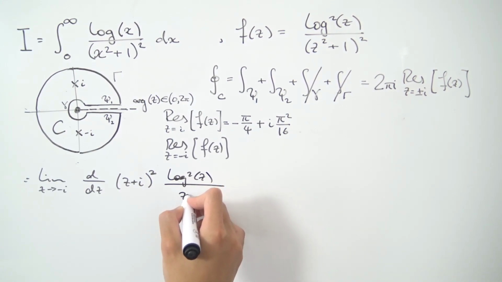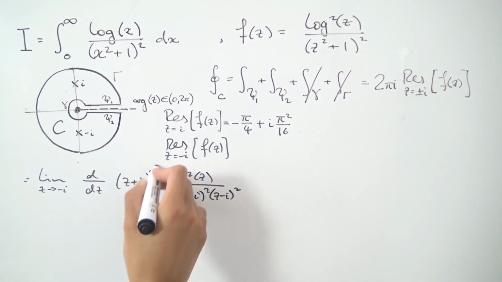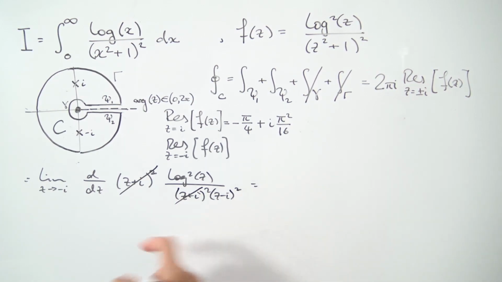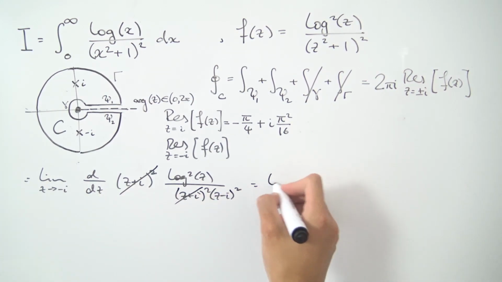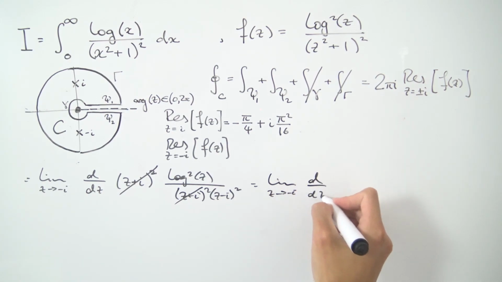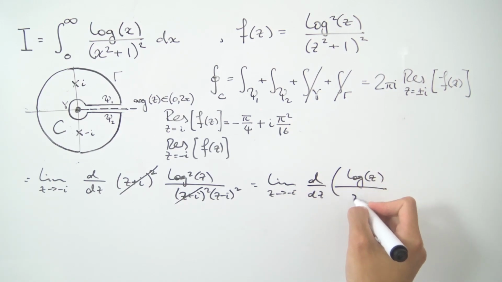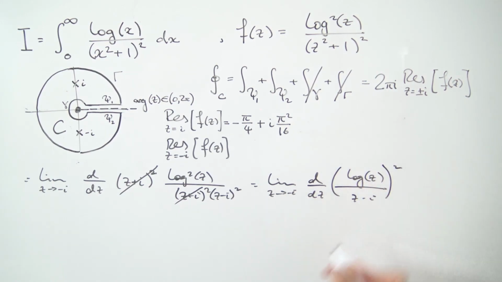And then we have plus i, but the whole thing squared, then z minus i, but the whole thing squared, and these are going to cancel. And we now have to evaluate the derivative, so we have the limit as z approaches minus i of the derivative of the logarithm of z over z minus i, but then this is squared. So now we can just use a bit of chain rule once again.